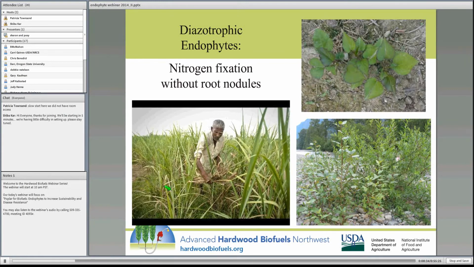When plants are grown in natural conditions, some of them develop this symbiosis with these endophytes, and it can provide a substantial amount of the necessary nitrogen for the plant. Another case that was shown was in African sweet potatoes. And then what I've been studying are the poplar and willow in their natural conditions.